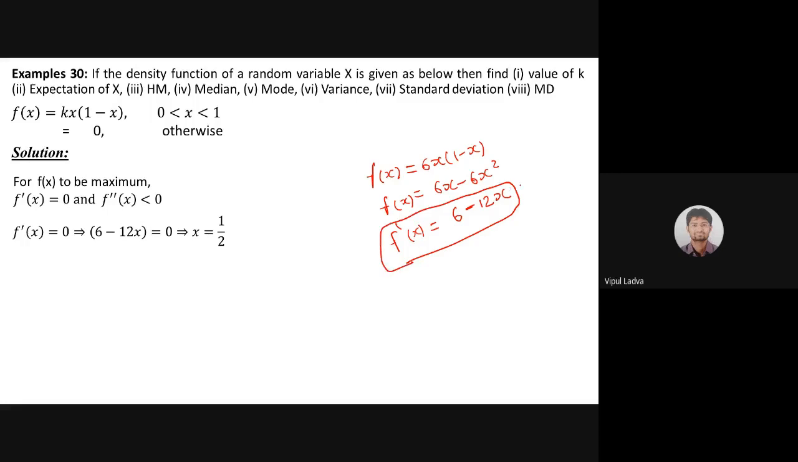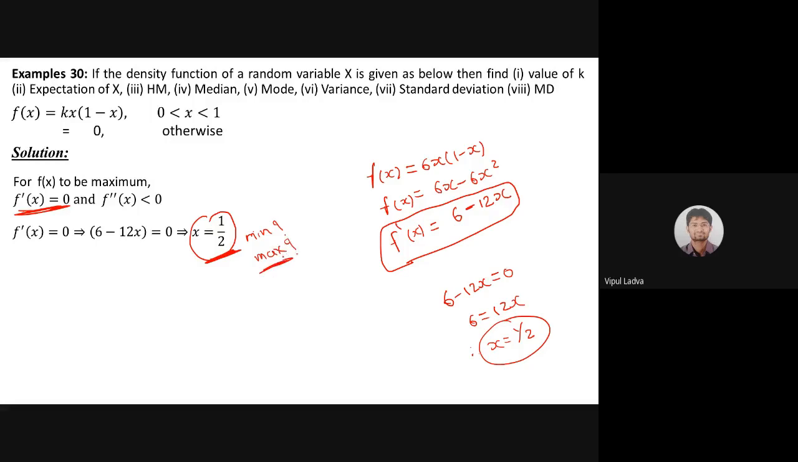I need to equate this with 0. As per the condition, I'm going to equate this to 0. So 6 minus 12x equals 0. That should be my next step. That means 6 equals 12x. That means x equals 6 by 12, that means 1/2. So equating f dash x with 0, I will have x equals 1/2. Now I need to check whether x equals 1/2 is a maximum point or a minimum point. It's quite possible it will act as a minimum point. It's quite possible it will act as a maximum point. But we are interested in the maximum point.